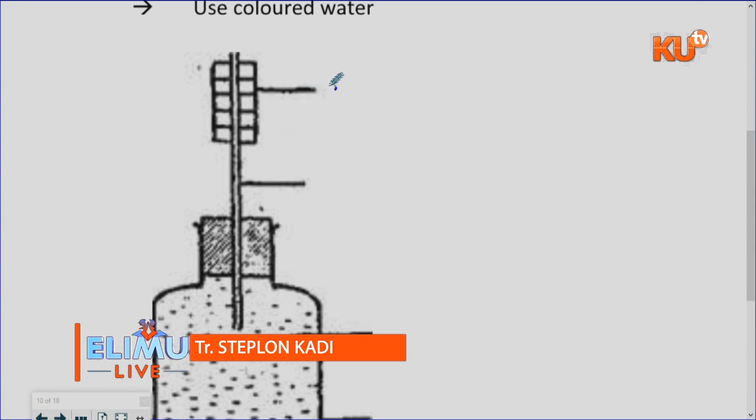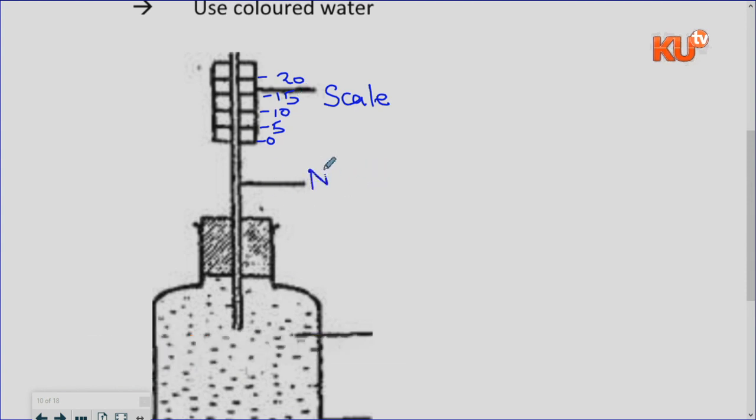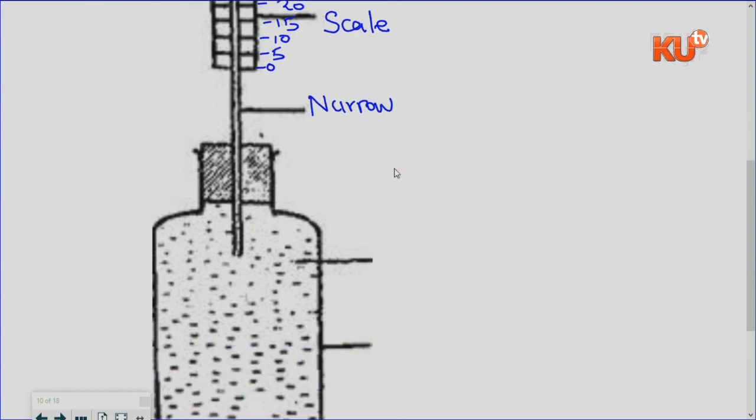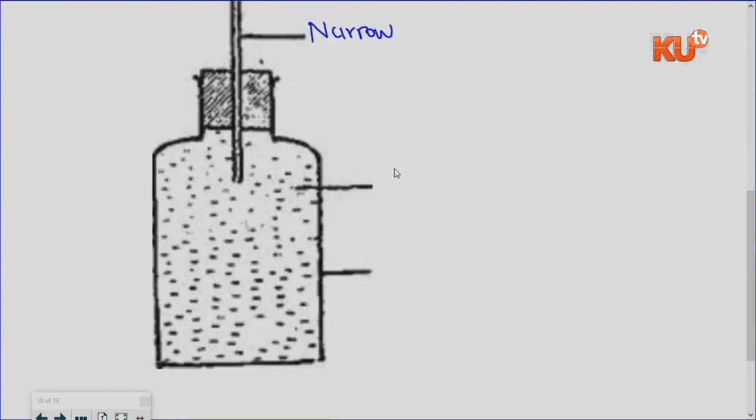So this is our scale, and our scale runs from down to up. So you can have 0, 5, 10, 15, 20, in that order. This one is also a narrow tube for the same reason, to record the slightest changes. This one is colored water. Colored water is used for visibility.